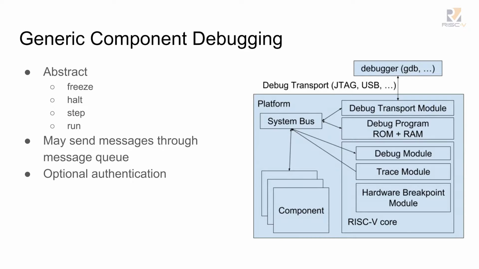And generic components, as I said before, can send messages through the message queue so that the debugger doesn't have to poll them the whole time. They also support an individual authentication. So if you're making a chip and you're using somebody else's Ethernet controller, they may not want you to debug the Ethernet controller, but they may want the capability to be in there in case something goes wrong and they need to debug something on your chip.